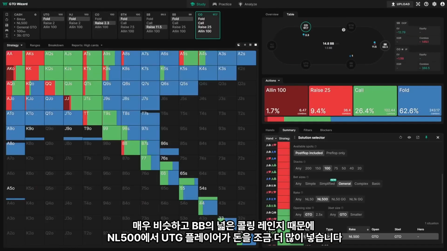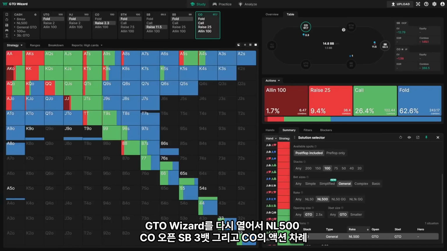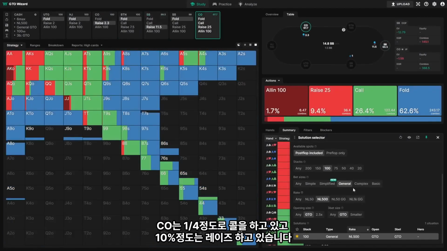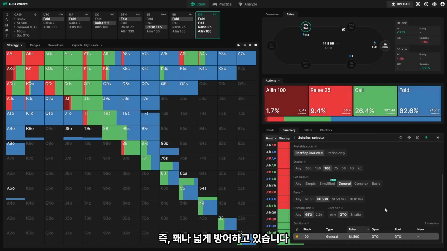So same as before, we're going to open up GTO Wizard, and here we're looking at cutoff opens, small blind 3-bets, action back on cutoff. And this is NL 500. We can see that they're calling a good quarter of the time, or betting maybe 10% of the time, overall defending a pretty decent portion of their range.